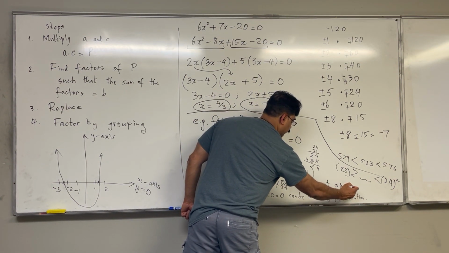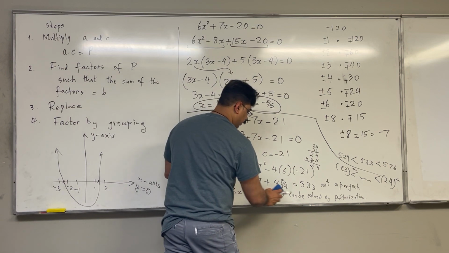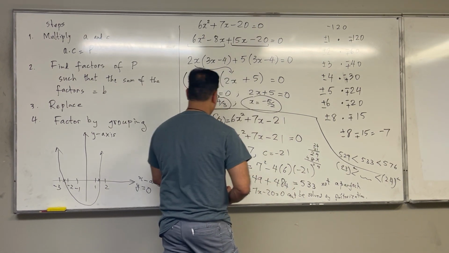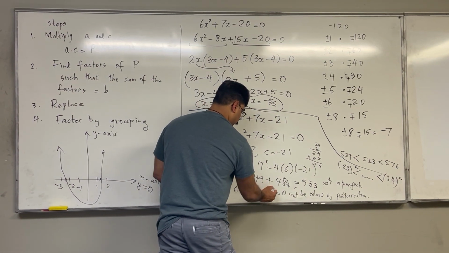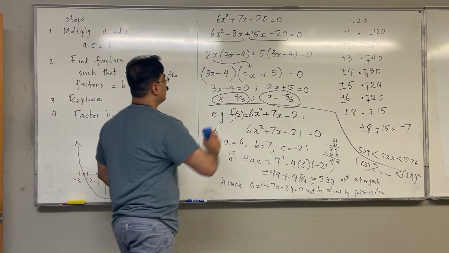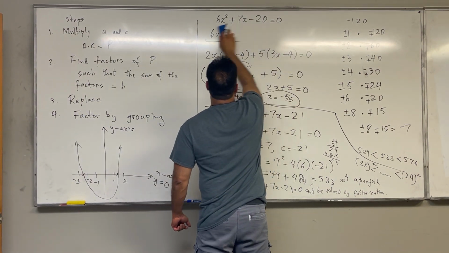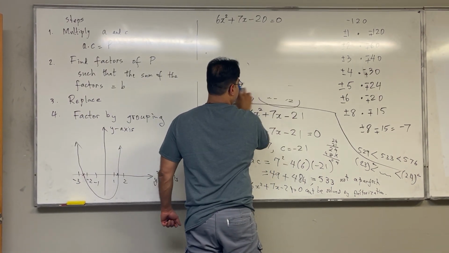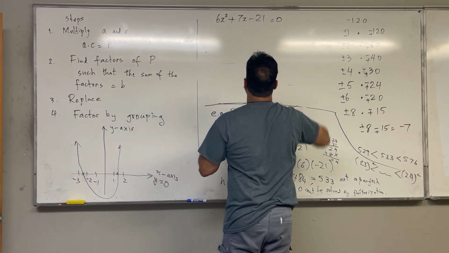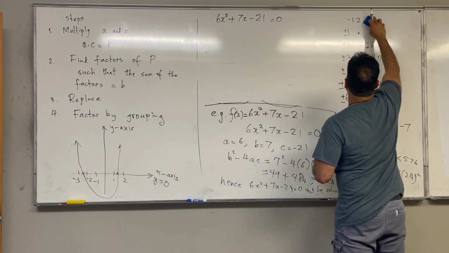So this can't be solved by factorization. Okay, when it is 21, if we apply the same technique, what happens? Same technique. Let's change this to 21. Now the product will be 126.